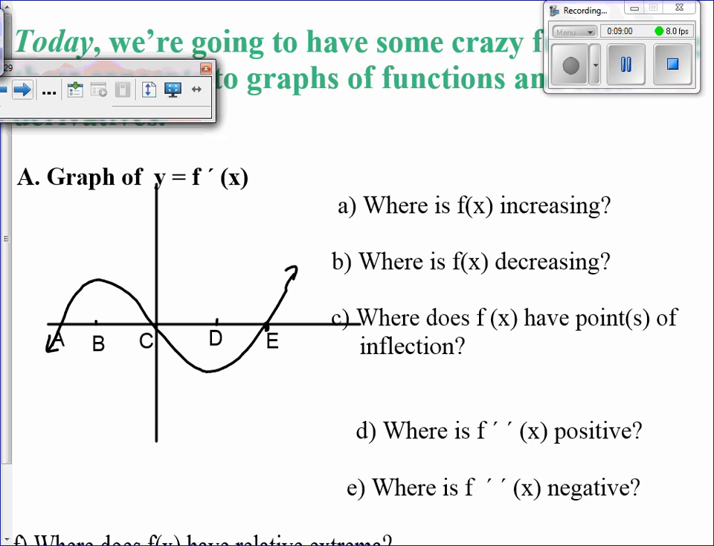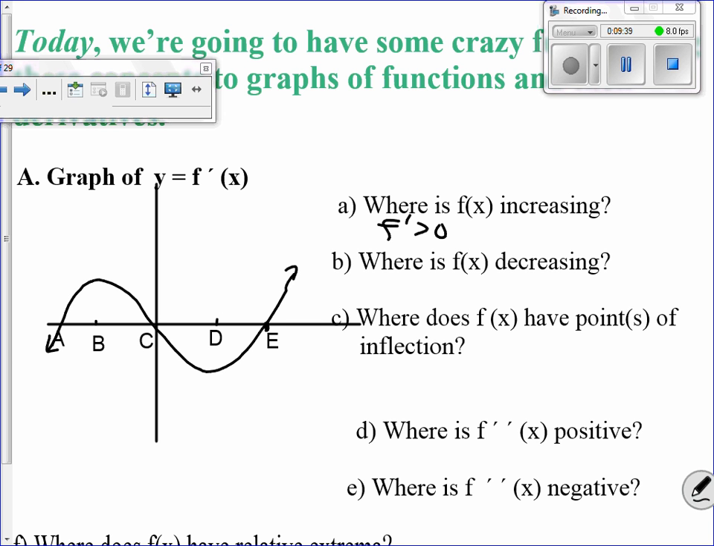Time for crazy fun. You're going to be given a graph, all right? In this case, in A, it's a graph of the first derivative. We're not going to look at it yet. All we have to know is we have a graph of the first derivative. The first question is, where is the function increasing? Before you look at the graph, if a function's increasing, what does that mean about the first derivative? Everyone see it's positive? So before I even look at it, the function is increasing where the first derivative is positive. Now look at the graph and tell me where the first derivative is positive, on what intervals.